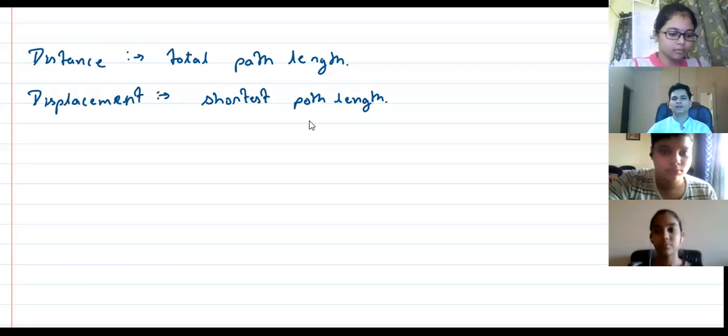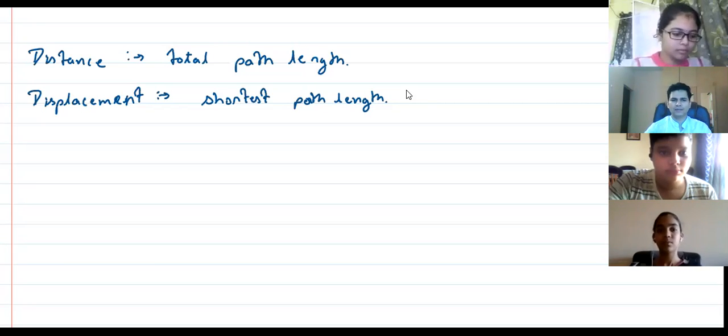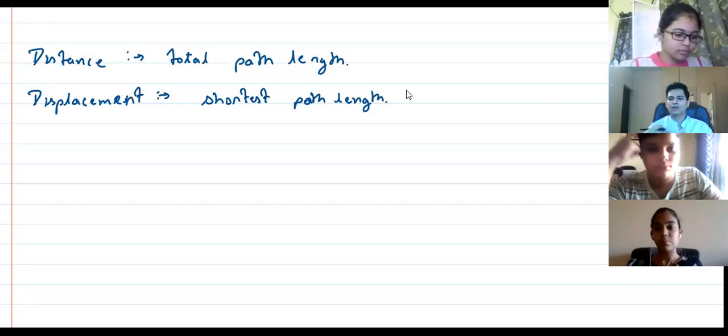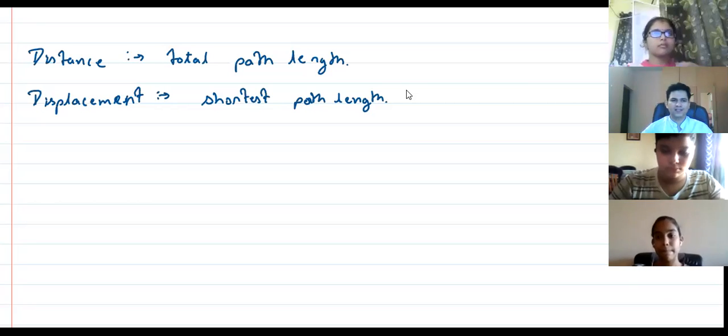Agree? Does anyone have any issue with this? Okay, so I hope all of you understood what distance and displacement are. We covered this concept in the last class. Now I know what position is, what motion is, what the different types of motion are, what distance is, and what displacement is.